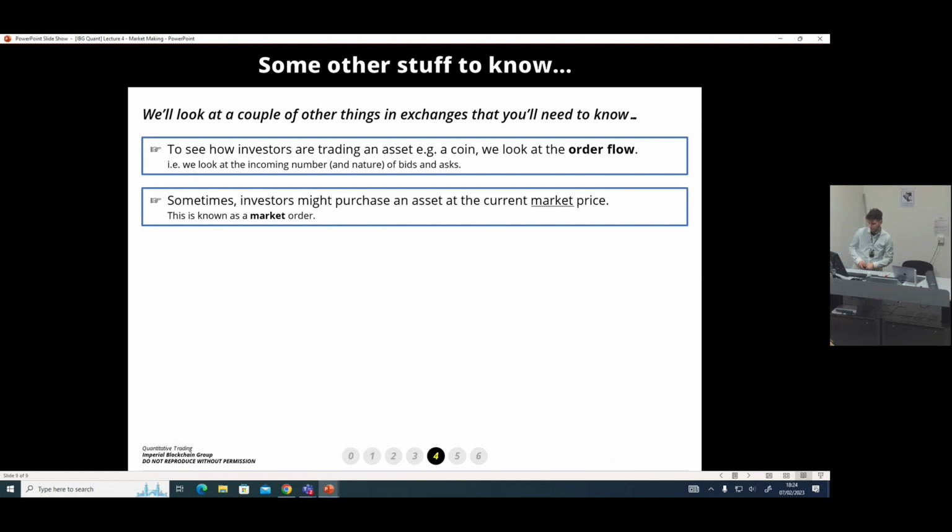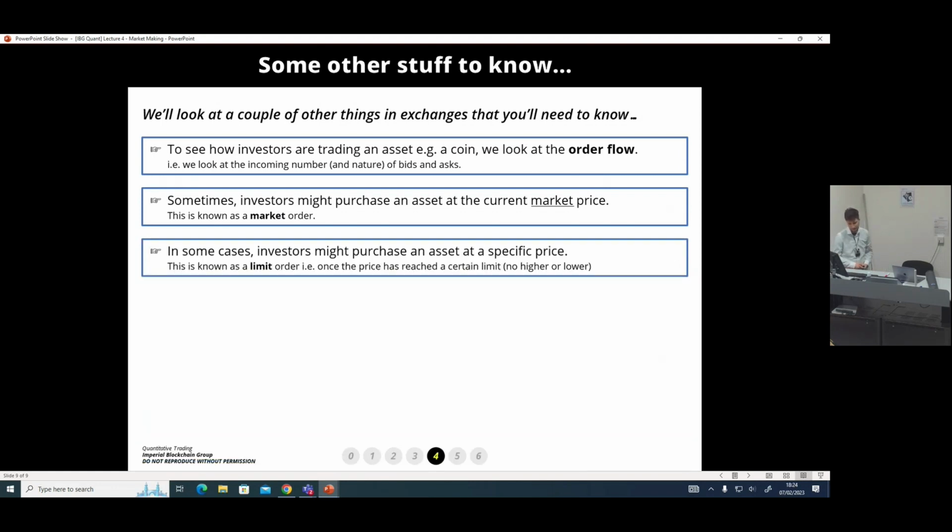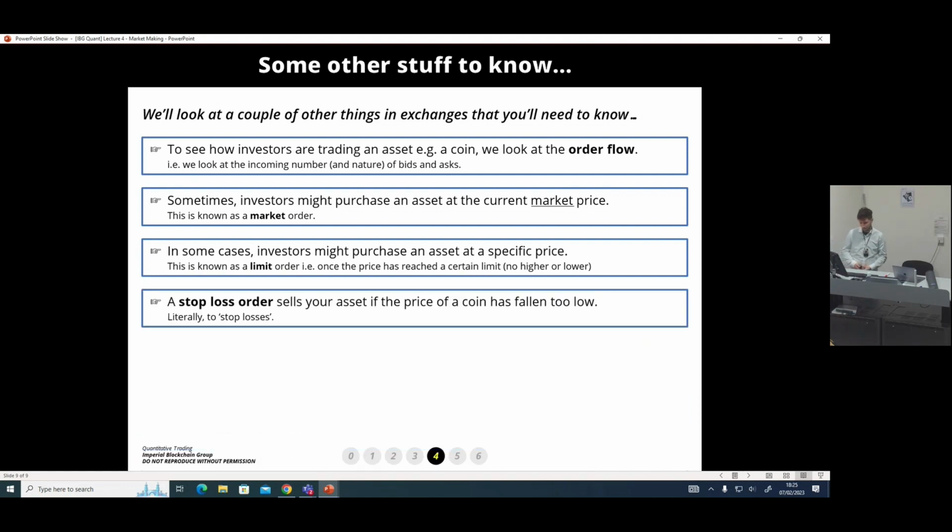Now, sometimes investors would not care about putting a bid or an ask. They just want to buy at the market price, or the first available price that they have. That's otherwise known as a market order. Conversely, you might find some investors might wish to put their price at a specific level in mind, and that's called a limit order, because essentially they're putting a limit on, so when the price hits that limit, they want to buy or they want to sell. No higher or no lower, depending on the circumstances.